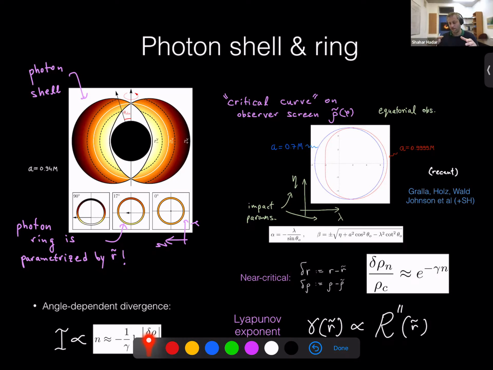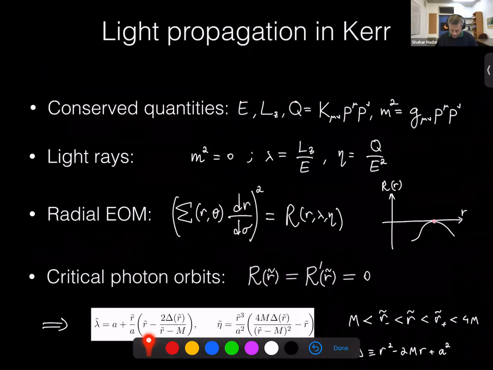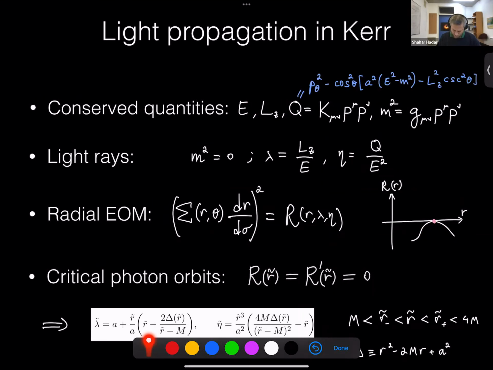Because we have both advancement in the azimuthal angle and oscillations in the polar angle, and they're not synchronized like they are in spherical symmetry when we have a curved black hole, we have different frequencies for these motions. So near critical geodesics are governed by this Lyapunov exponent, which is related to the second derivative of this potential that we saw in the previous slide. This tells us basically how unstable these geodesics are. If the second derivative is very large, very large in absolute value, then they will be very unstable, and vice versa.